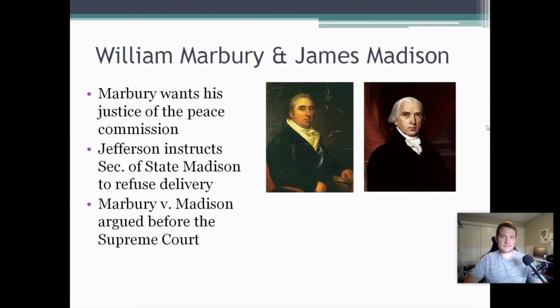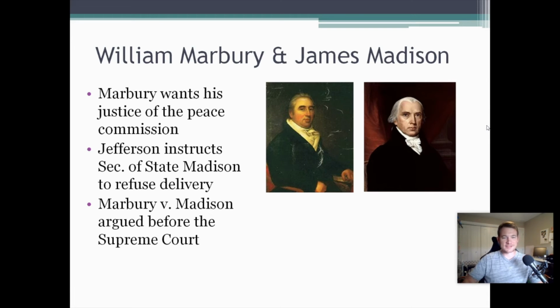So in comes new president, Thomas Jefferson. Jefferson makes James Madison his Secretary of State. And Thomas Jefferson ordered Secretary of State James Madison to not deliver those commissions the Adams administration had failed to deliver before he left office, on the so-called midnight judges. Marbury, one of those people that didn't get his commission, was very upset. He thought he was entitled to that commission. And so when Thomas Jefferson had ordered Secretary of State Madison not to deliver the commissions, William Marbury brought his case to the U.S. Supreme Court. He wants this case decided by the highest court in the land.